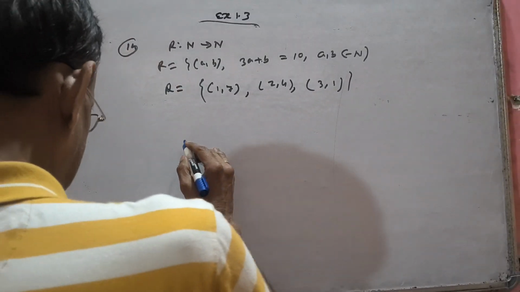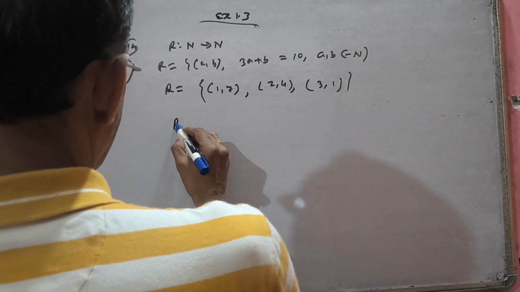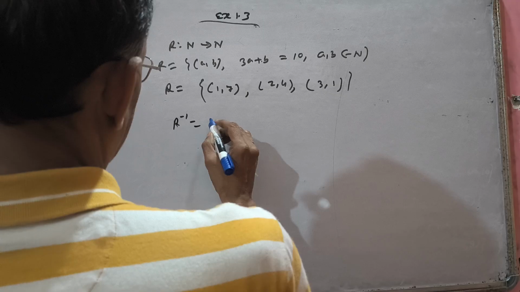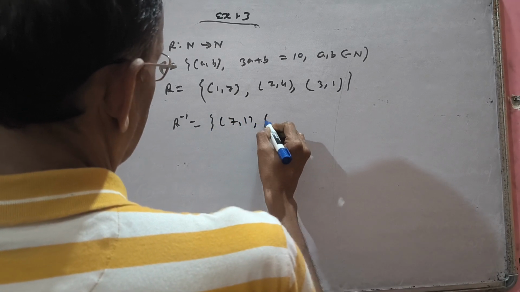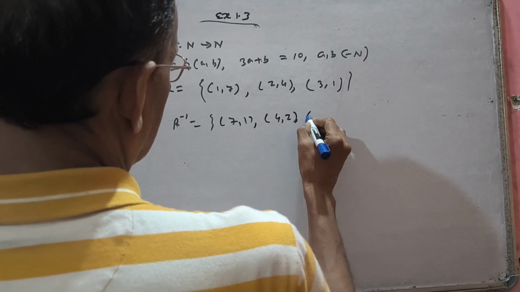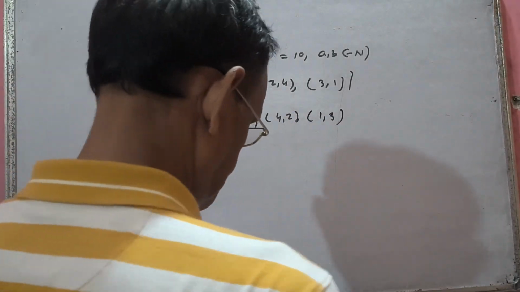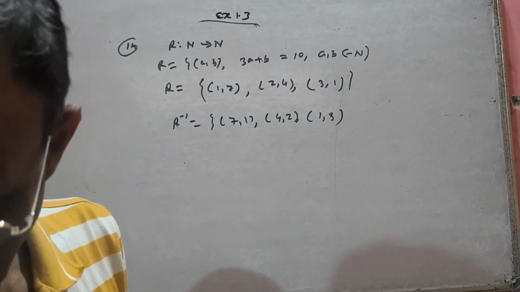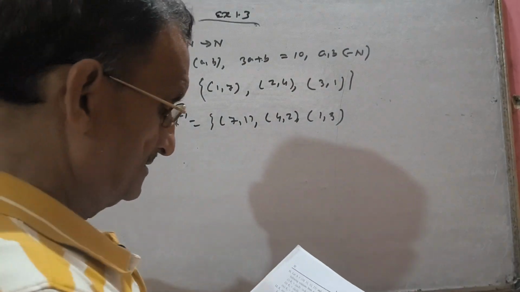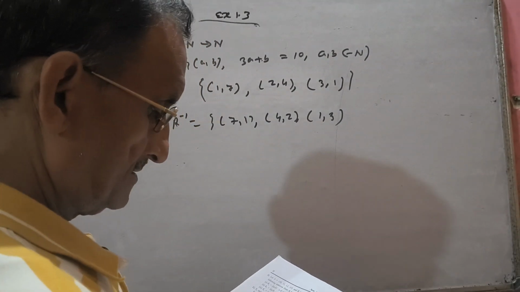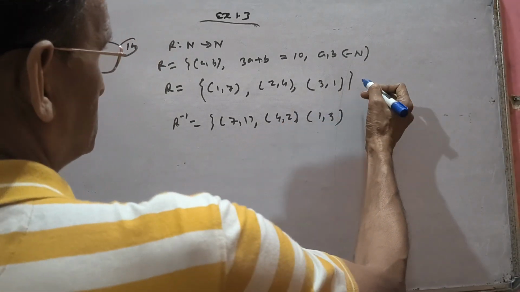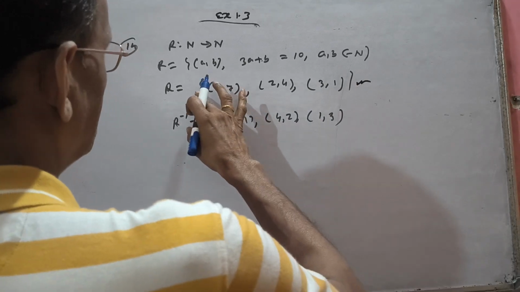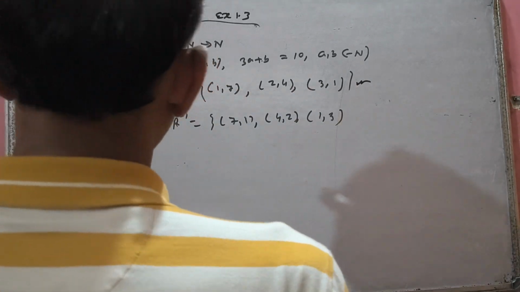Then what is R inverse, if you are asking? Very simple: R inverse is {(7, 1), (4, 2), (1, 3)}. This much only. Do we have to find anything else? No. We have to find R inverse only. This is not the answer itself, but to find R inverse, you need to find R first.